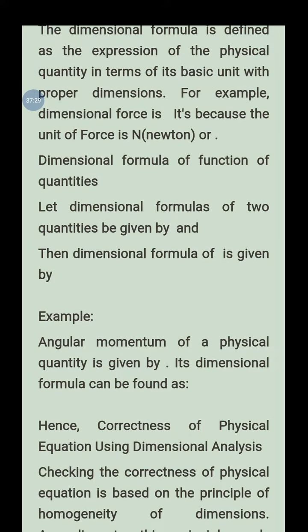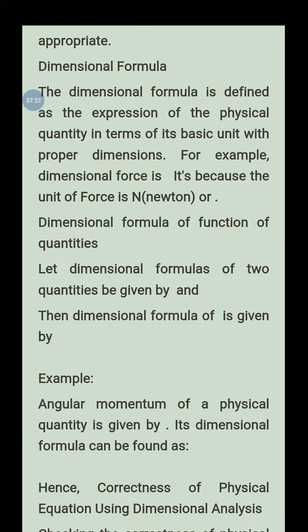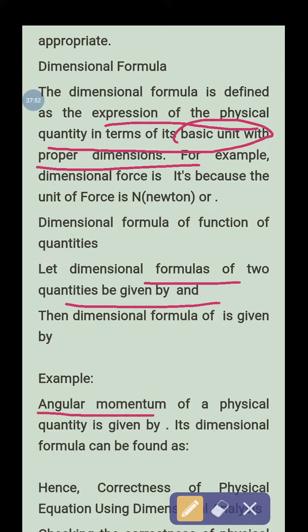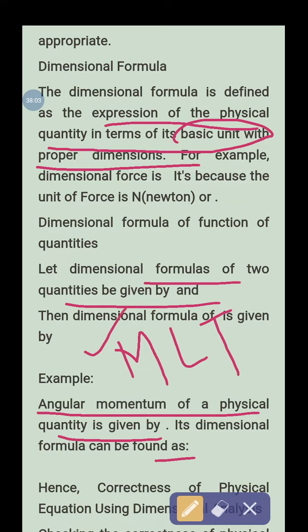Now, dimension formula. The dimension formula is defined as the expression of the physical quantities in terms of basic units with the proper dimension. For example, angular momentum, a physical quantity, is given by its dimensions in M, L, and T. M is for mass, kg, L is for length, and T is for time, second.